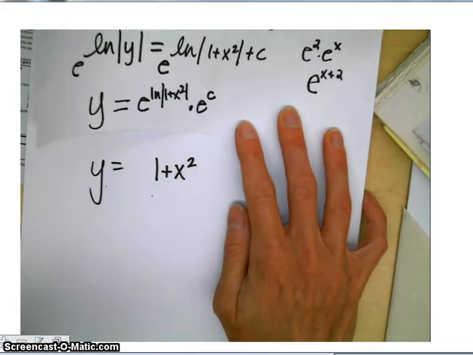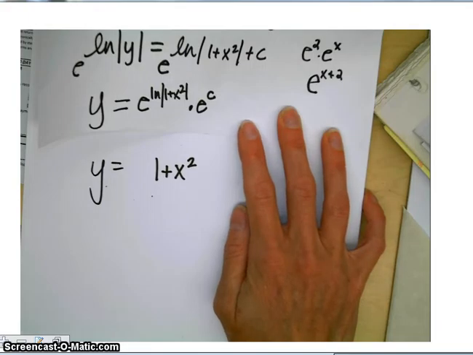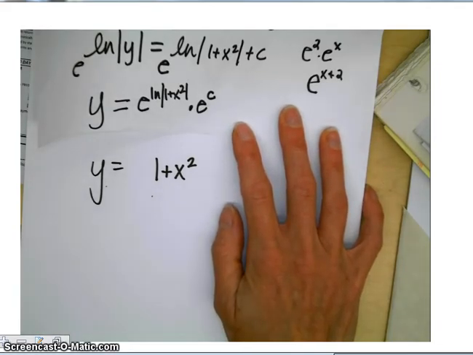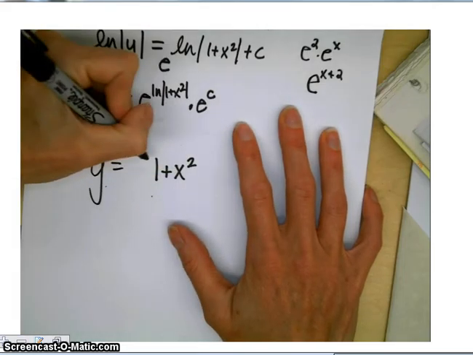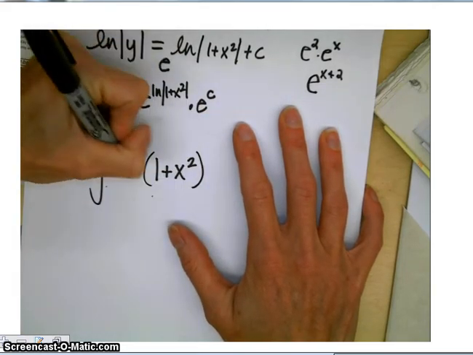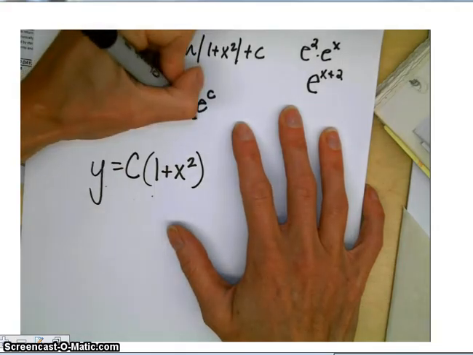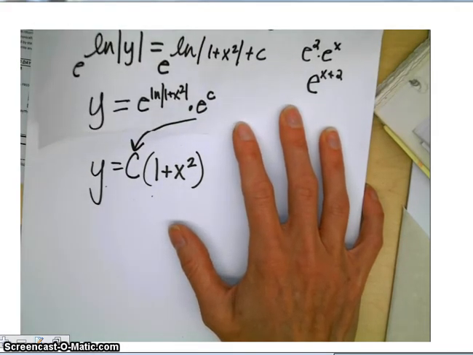And e to the c, here's what we do. We call it one big giant C. Do you know why? It's still just a number. C is a constant. e is a number. e to a number, that power is just another number. That constant, we just always call it big C, and so I'm going to write it in front of parentheses here. e to the c becomes that one big constant.